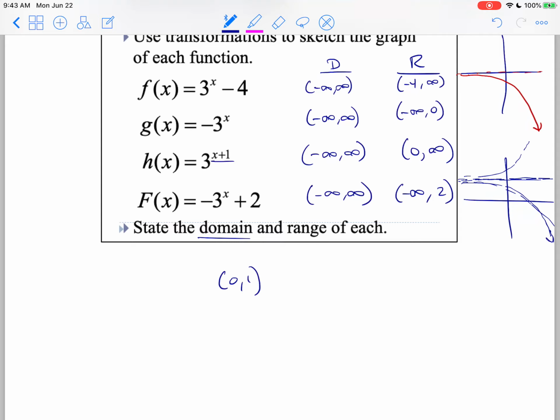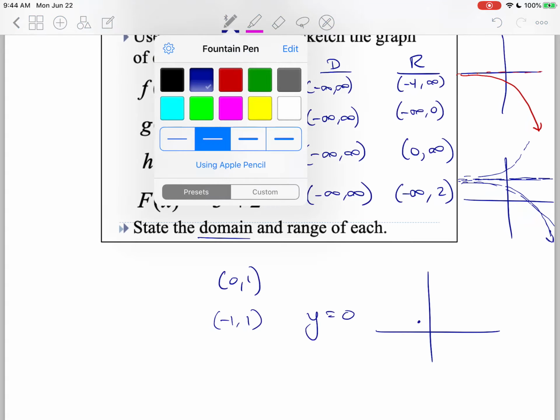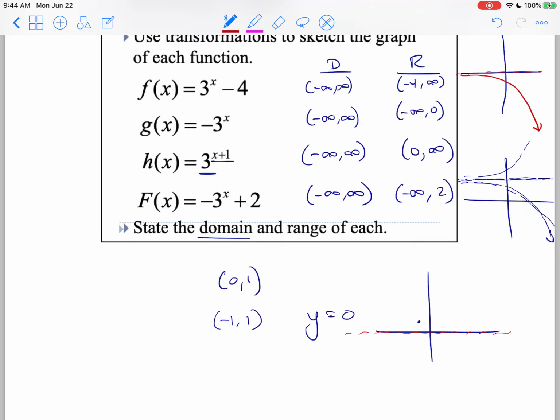For this one, it's moved 1 to the left. So it would be negative 1, 1. Okay, so plot that point. It's growth. You know that y equals 0 is the horizontal asymptote. We have growth because 3 is bigger than 1. And so what I'm going to see on my graph is that at negative 1, 1, you have a point plotted. You have your horizontal asymptote at y equals 0. And we're dealing with growth. Okay? So that's the only information I really care about.